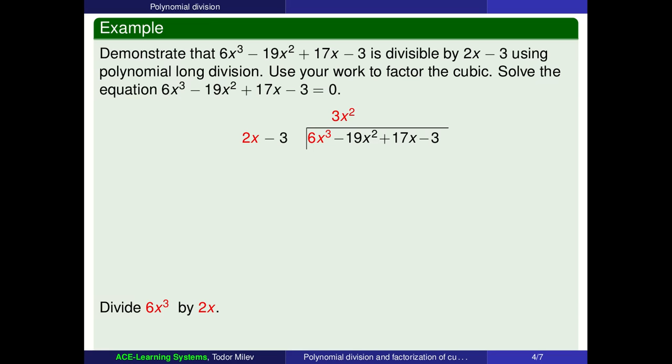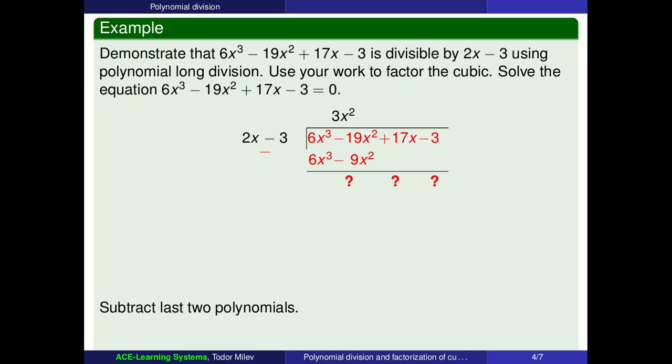Next, identify the highest order term. Next, multiply 3x squared by 2x minus 3. And we get 6x cubed minus 9x squared. Next, subtract 6x cubed minus 9x squared from the dividend. So subtract the two polynomials that you see highlighted, and you get minus 19x squared minus 9x squared equals negative 10x squared.